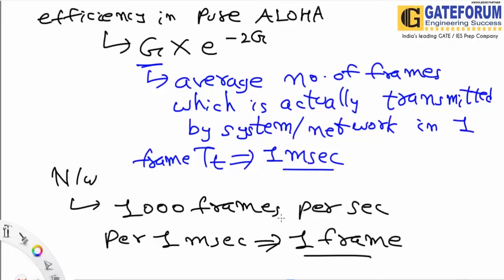Is everybody able to understand this concept quite easily? Kindly try to understand this scenario. G is basically the average number of frames transmitted by the system network in one frame time. So in one frame time unit, we are transmitting one frame.